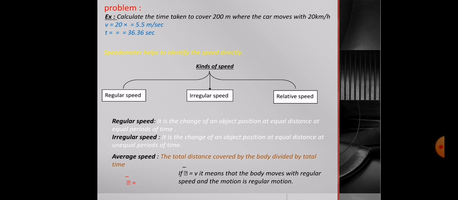Average speed is the total distance covered by the body divided by the total time. So, total distance divided by total time. In this case, we call it V dash. Okay? V dash means that the body moves with regular speed and the motion is regular motion.